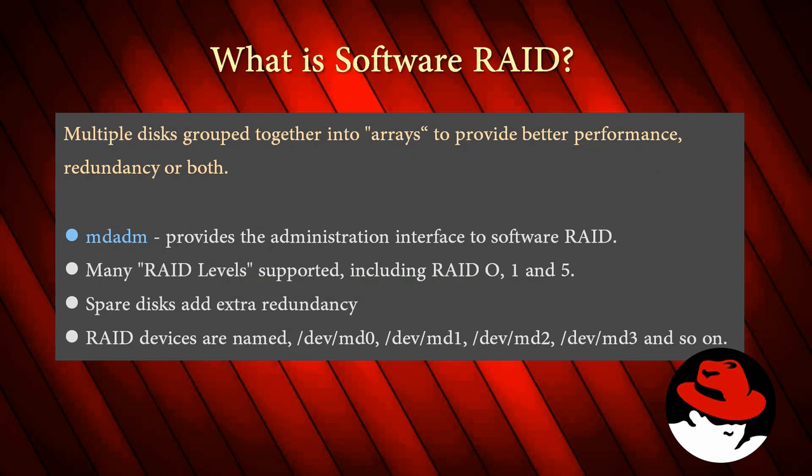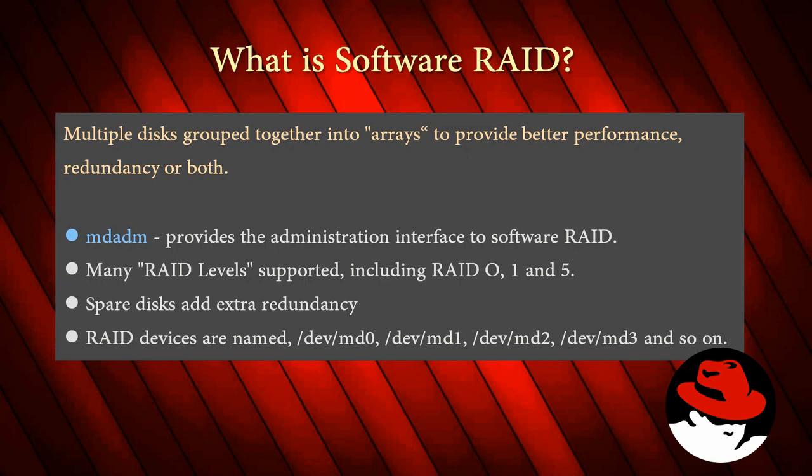RAID is used to create software devices from either partitions or whole disks. The term disk is used here to denote either a whole disk or a partition, one or more disks. Though it's possible to create an array composed entirely of partitions on a single device. RAID is actually multiple disks grouped together into arrays to provide better performance, redundancy, or generally both.